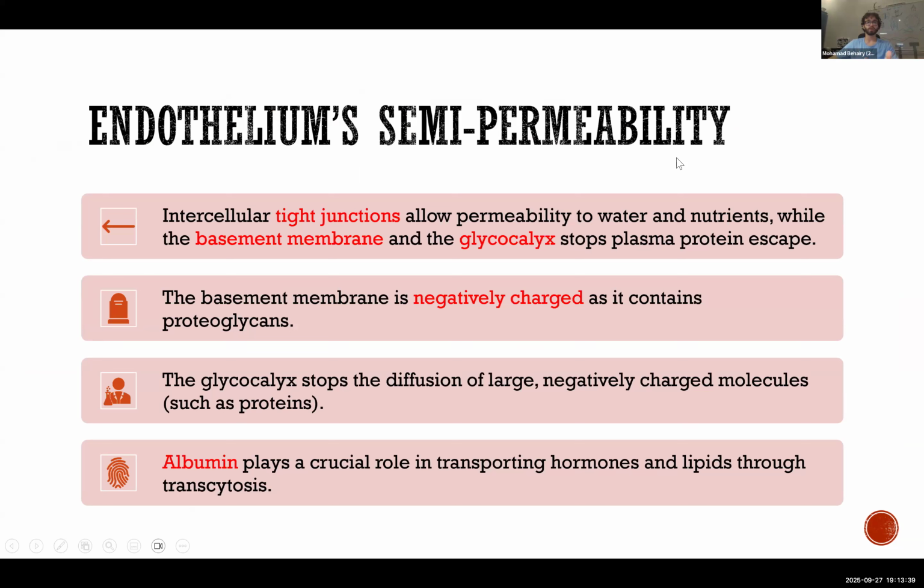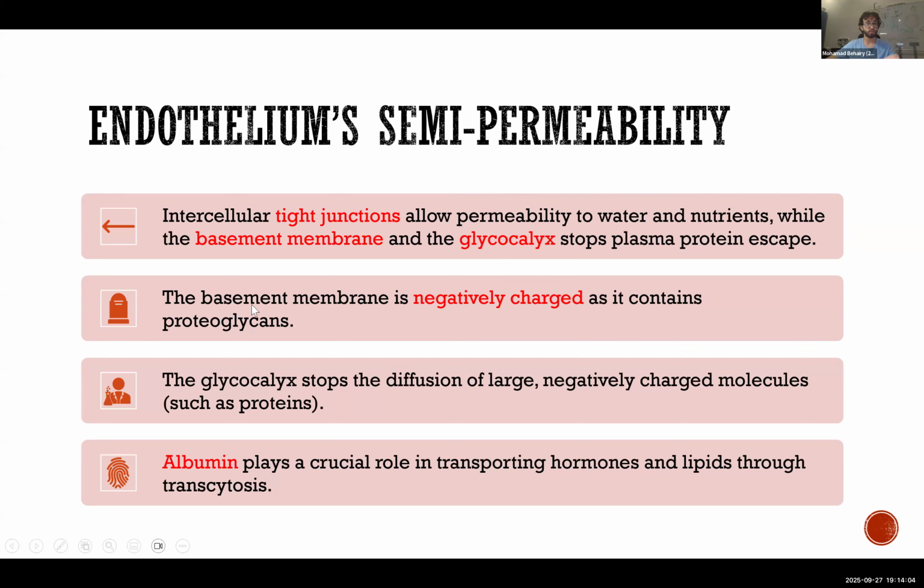What if the protein tried to escape from this endothelial cell, from the blood vessel? Who's going to stop the protein from escaping? It's going to be the basement membrane and the glycocalyx. So what I want you to know is that tight junctions are for the small stuff. But if we have proteins trying to escape, for example, that's when the basement membrane and the glycocalyx basically come and say, nope, you're not leaving the cell.